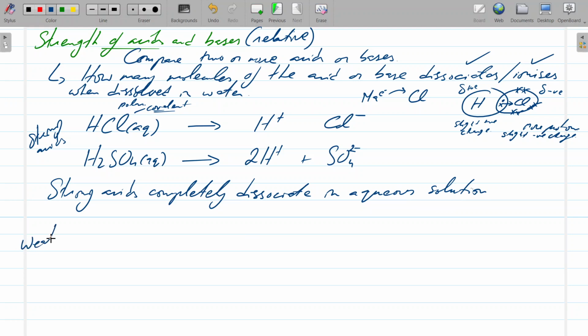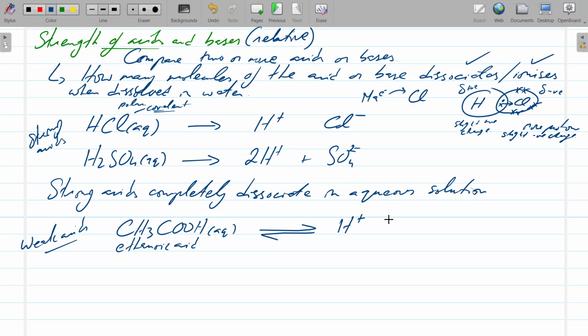Then you've got weak acids. What's an example of a weak acid? Ethanoic acid, that's an organic acid. We'll come across this later. So you've got CH3COOH, aqueous. This is ethanoic acid. And what you get is the hydrogen ion and the ethanoate ion.